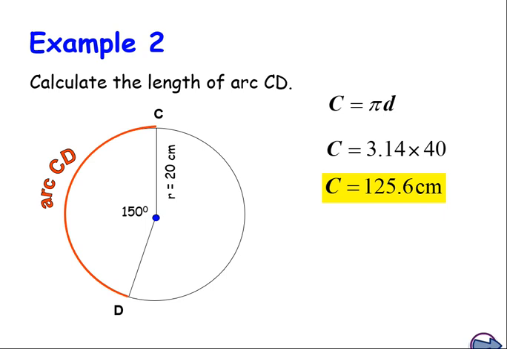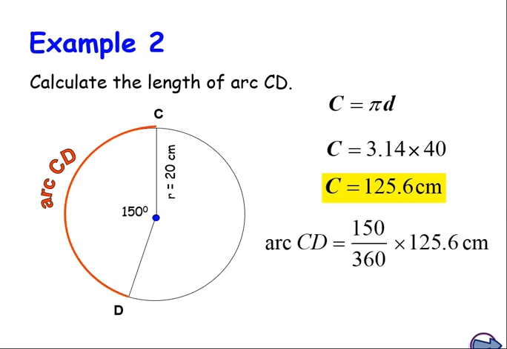But that's the full circumference. We want just a fraction of the circumference, the arc length. Now, just to mention, there's obviously two arcs, because you could go from C to D anti-clockwise, and you could go clockwise. Now, the smaller of the arcs is called the minor arc, and the larger one is called the major arc. This might come up later on.